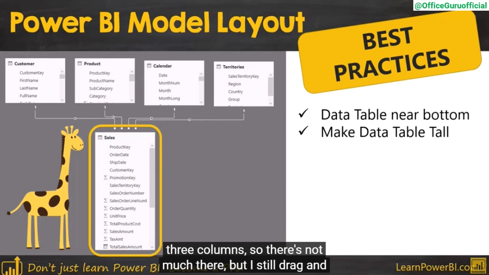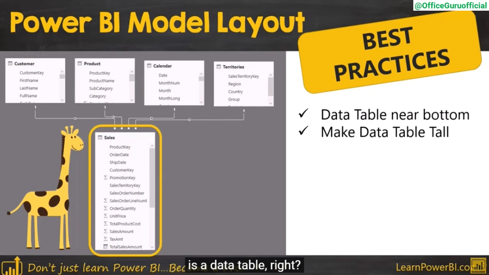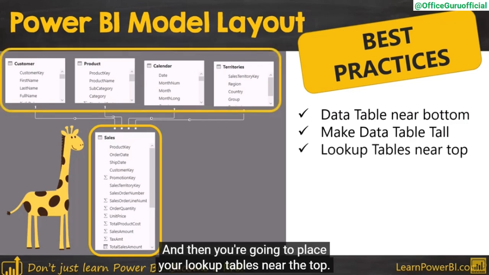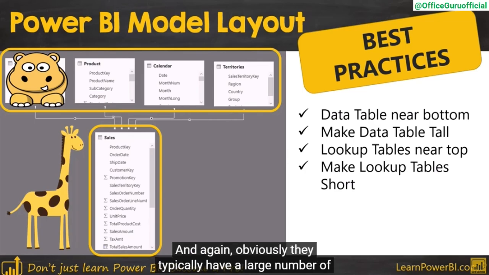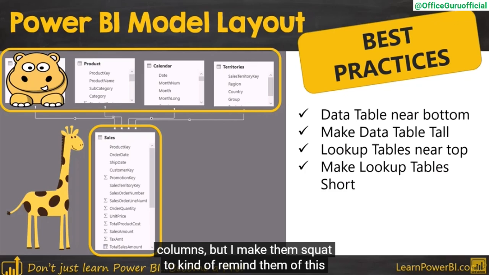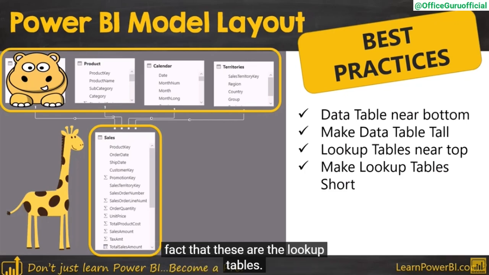So there's not much there, but I still drag and drop and make it larger, even if it has just 2 or 3 columns, just to remind me every single time that this is a data table, right? So visually I make it tall, and then you're going to place your lookup tables near the top, and these ones I make squat. So I make them short. And again, obviously they typically have a large number of columns, but I make them squat to remind them of this fact that, yep, these are the lookup tables.